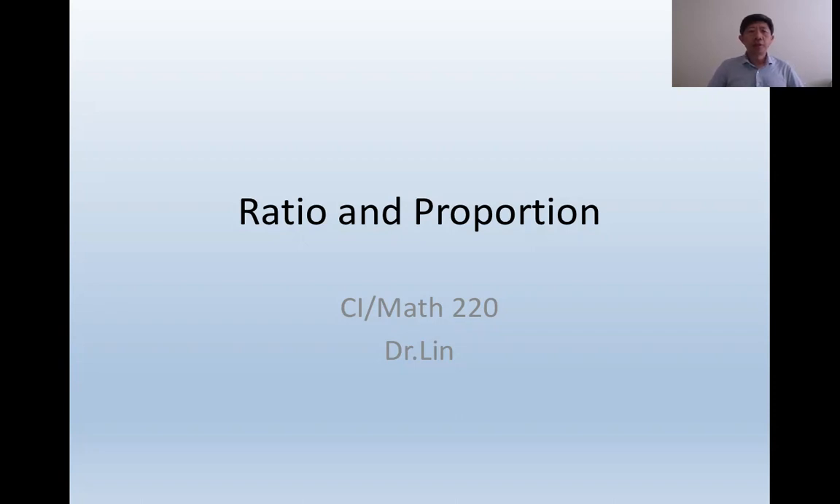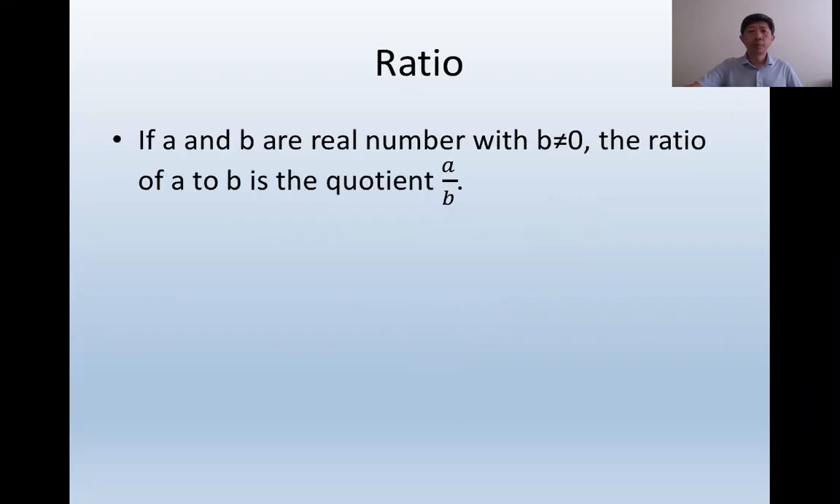Now, today's lesson is ratio and proportion. Now, ratio. If A and B are real numbers, with B not equal to 0, the ratio of A to B is the quotient A over B.